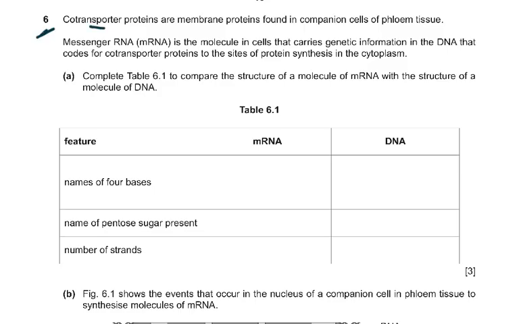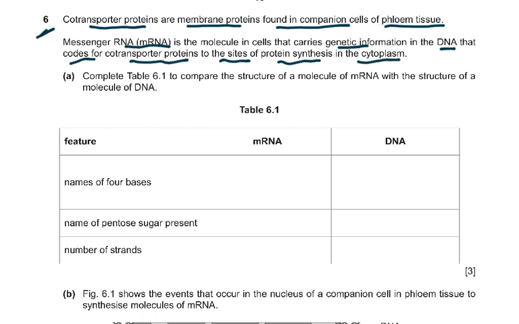Question 6. Co-transporter proteins are membrane proteins found in companion cells of phloem tissue. Messenger RNA is the molecule in cells that carries genetic information in the DNA that codes for co-transporter proteins to the sites of protein synthesis in the cytoplasm. Complete table 6.1 to compare the structure of a molecule of mRNA with the structure of a molecule of DNA.